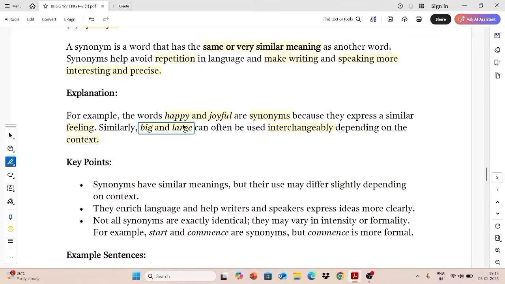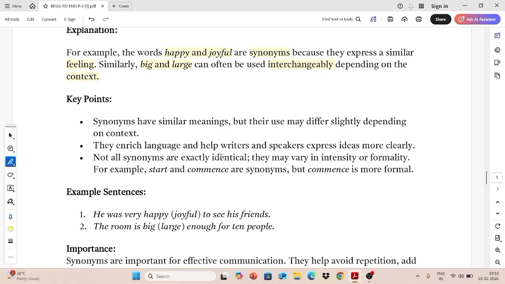So basically, what is a synonym? Synonym means something similar or same. S and S, you can remember this. Synonyms have similar meanings, but their use may differ slightly depending on the context. Means what you are trying to write or what you are trying to say. They enrich language and help writers and speakers express ideas more clearly. Synonyms are the ones which enrich our speech and also our writing.